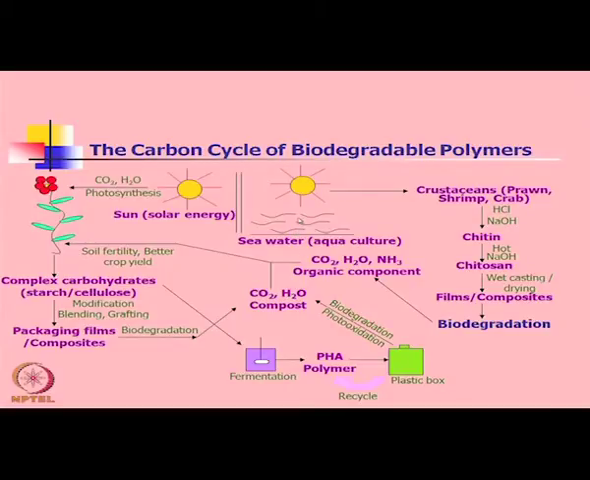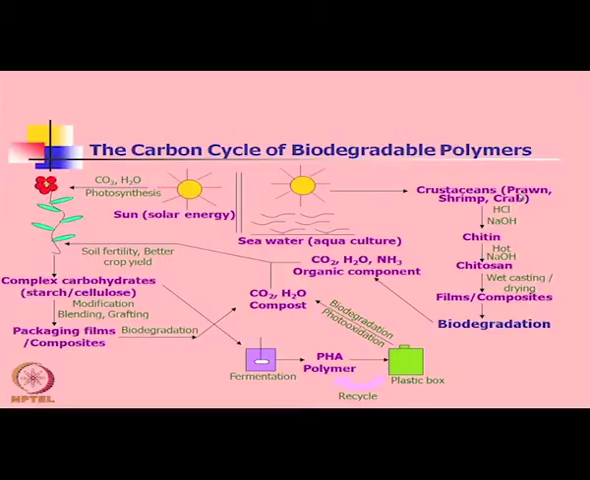In other way, if we think of the marine environment, in marine environment or in aquaculture, different marine organisms are produced. Those marine organisms we use for our suitable purpose. Now, few examples can be taken, say crustaceans, say prawn, shrimp, crab, etc.